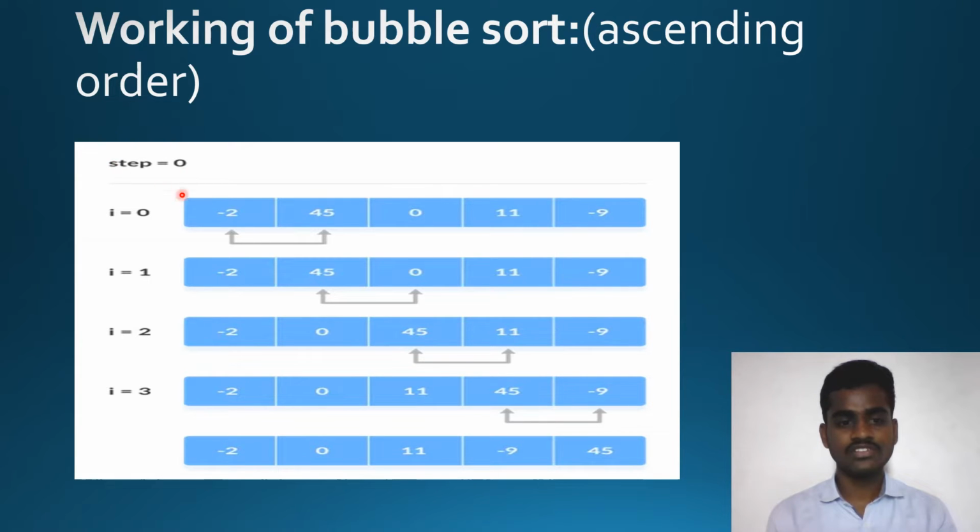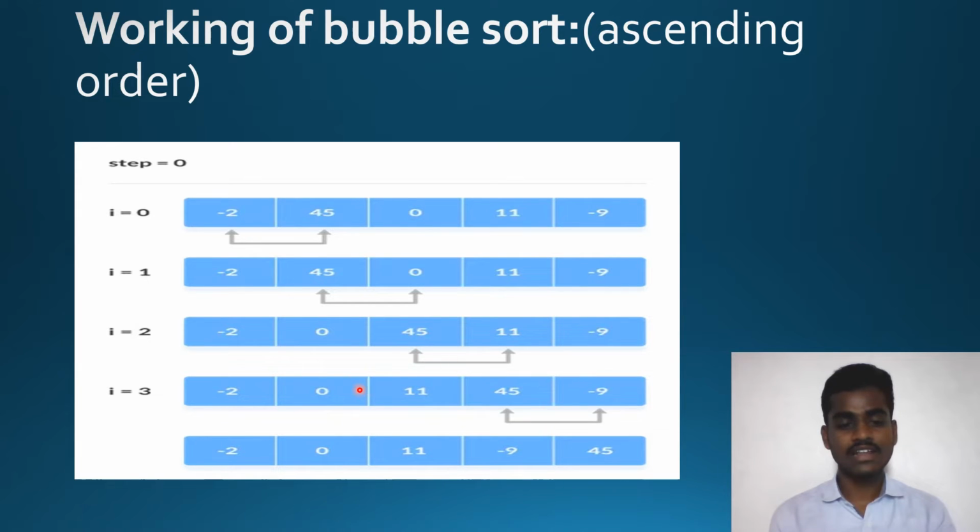Here step 0, iteration 1, that means i is equal to 0. Here -2 and 45 are compared with each other. Since the second element 45 is greater than -2, the first element, they are not swapped. In another iteration i is equal to 1, 45 and 0 are compared with each other. Because 45 is the first element and 0 is the second element, and 45 is greater than 0, both are swapped. In another iteration i is equal to 2, 45 and 11 are compared with each other. Since 45 is the first element, 11 is the second element, and 45 is greater than 11, both elements are swapped.